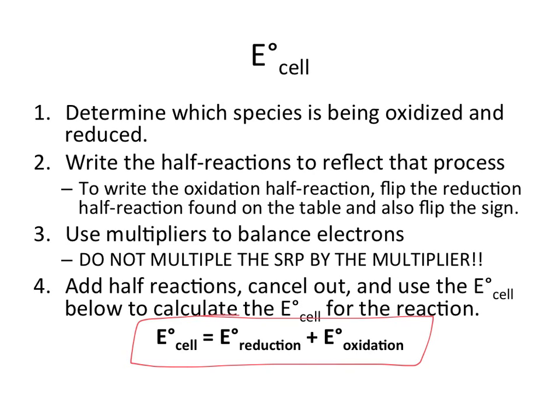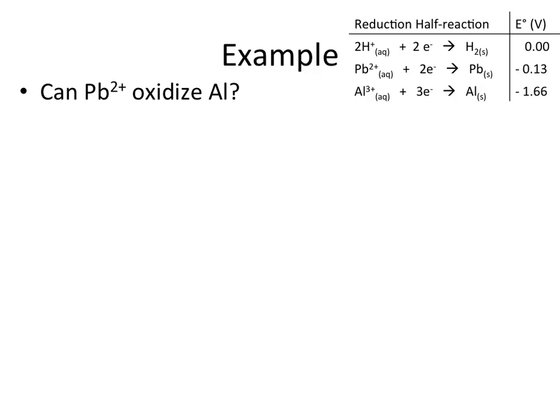Now, what you notice is that we have oxidation. The values in the table are the standard reduction potentials, so to get the oxidation potential, we just take that value and flip the sign for the oxidation reaction. Let's do a little example here. The question is, can Pb2+ oxidize aluminum?